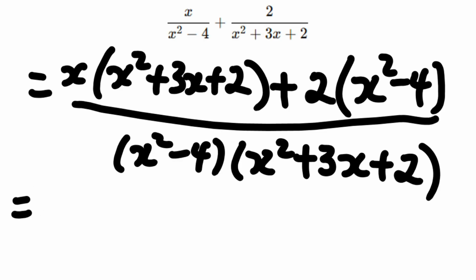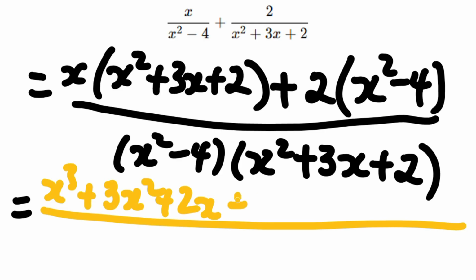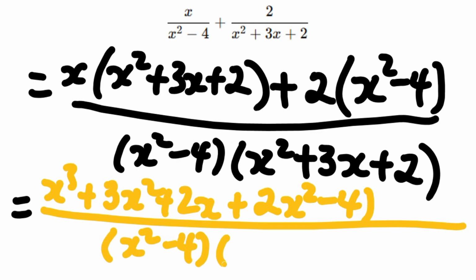Now let's expand. Let me use another color to expand now. So it becomes x cubed. This x is expanding with every term inside the other bracket, plus 3x squared plus 2x. I'm done with this. I'm going here, plus 2x squared minus 4, all over the same denominator, x squared minus 4 to multiply x squared plus 3x plus 2.